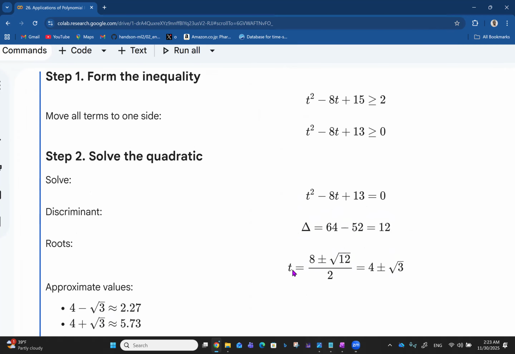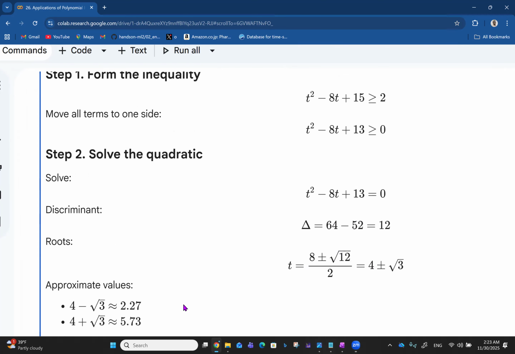So we have these roots now. t is minus b, that's 8, plus or minus the square root of b squared minus 4ac, which we have found to be the discriminant 12, all over 2. So this is 8 plus or minus the square root of 12, which is 4 times 3, so you can then say 2 root 3. So 8 over 2 is 4, and 2 root 3 over 2 is root 3. So you have the roots to be 4 minus root 3 and 4 plus root 3. 4 minus root 3 is approximately 2.27, and 4 plus root 3 is approximately 5.73.